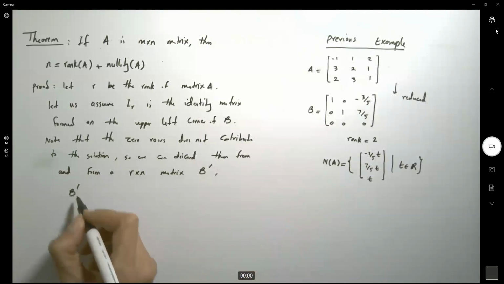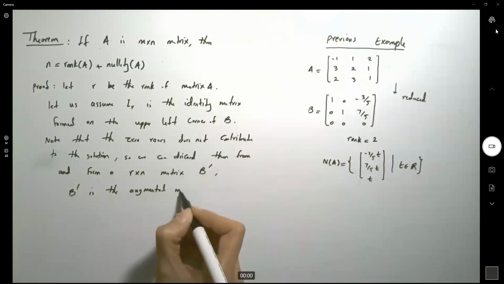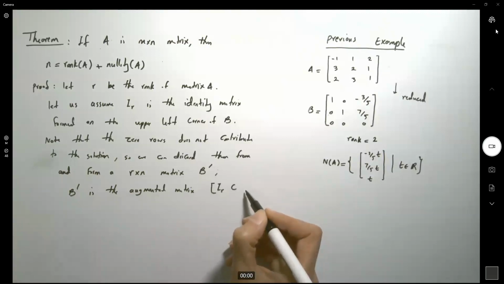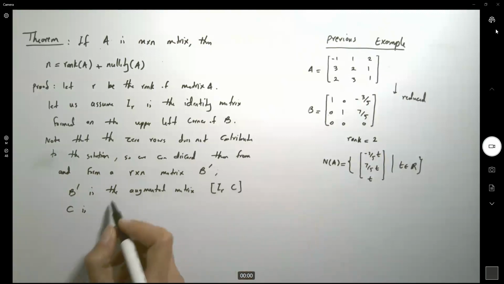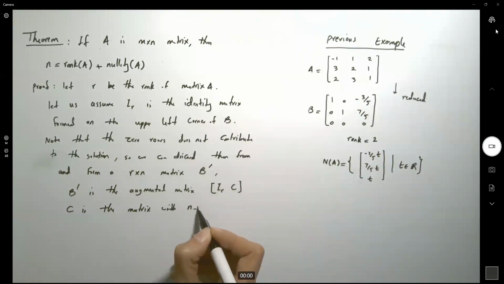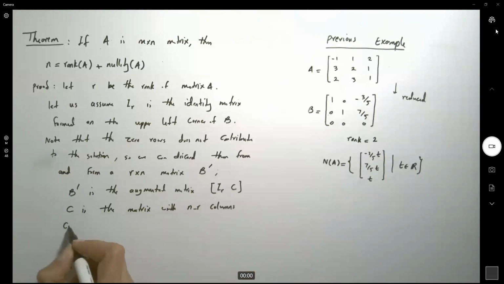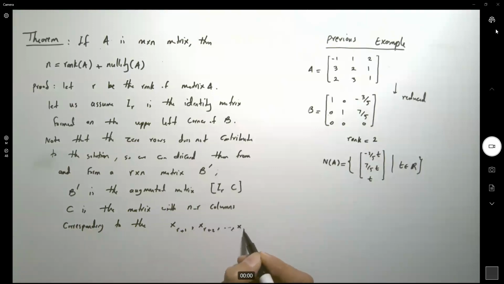B prime is the augmented matrix, including the identity matrix and C. C is the matrix with n minus r columns corresponding to the rest of the variables, x sub r plus 1, x sub r plus 2, up to x sub n.